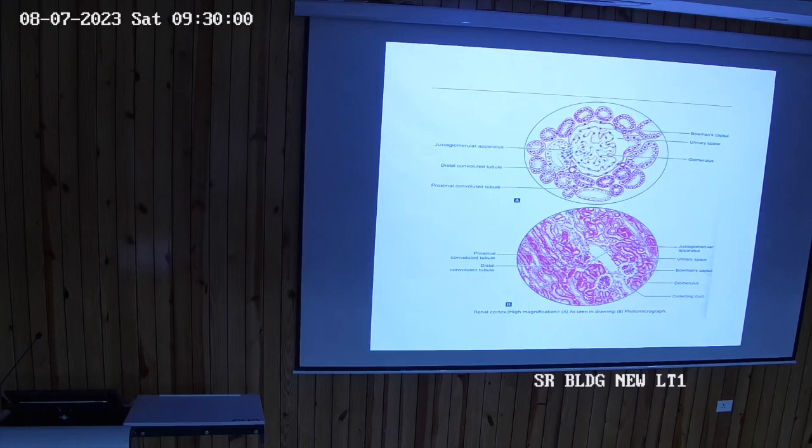Then see the part of the distal convoluted tubule, because the diagram is showing very clearly. The distal convoluted tubules are also lined by cuboidal epithelial cells, but they do not have microvilli. See this one. The function of the distal convoluted tubule, under the influence of the hormone aldosterone, is that it absorbs water and sodium, which helps in the concentration of urine.